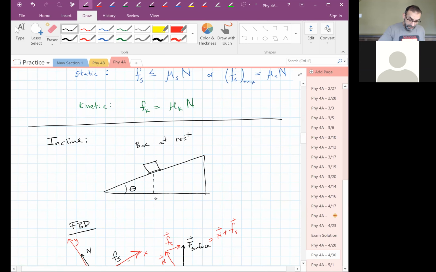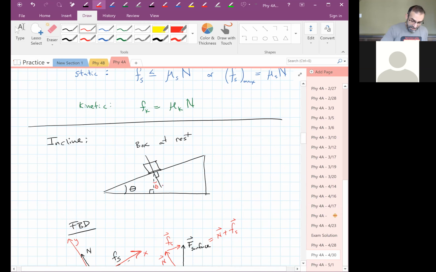The normal makes a right angle here, right? And this makes a right angle here. So if you follow the logic, this angle is also theta. Work through it a couple of times and convince yourself that that angle is always theta.